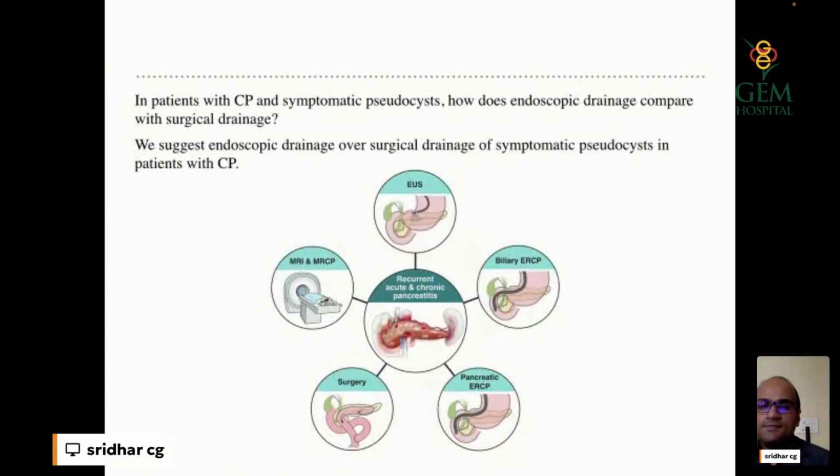Okay. When it comes to chronic pancreatitis and pseudocyst management, we have a number of tools in the form of EUS, in the form of surgery, in the form of ERCPs and percutaneous drains and everything. But we need to always have a measured approach in chronic pancreatitis or acute pancreatitis with complications. The mix and match and the serial tailoring has to be made according to the patient's basis and needs.